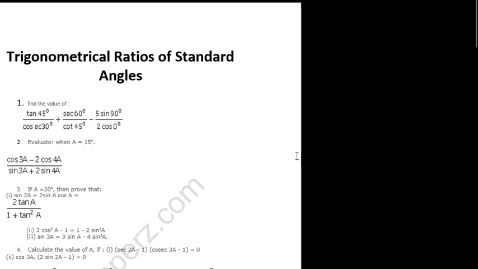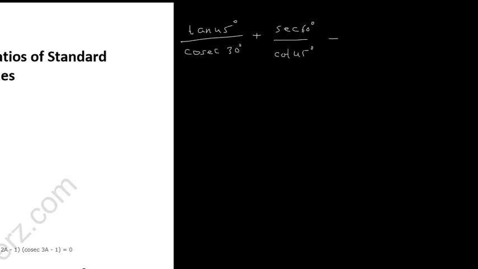Now the first problem you can see here, the first problem is find the value of tan 45 degree divided by cosec 30 degree plus sec 60 degree divided by cot 45 degree minus 5 sin 90 degree divided by 2 cos 0 degree.